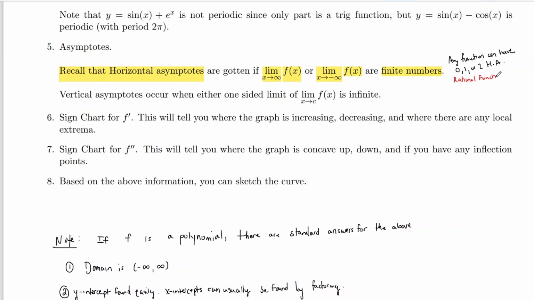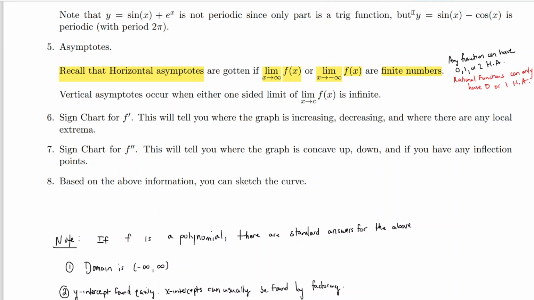The reason I point that out is that rational functions are usually the main type of example to graph in this section. So I wanted to make sure we specify that rational functions can only have 0 or 1 horizontal asymptote. It cannot have 2. So it's easy enough when you come to a rational function to only do the limit as x goes to infinity. You don't have to do both.